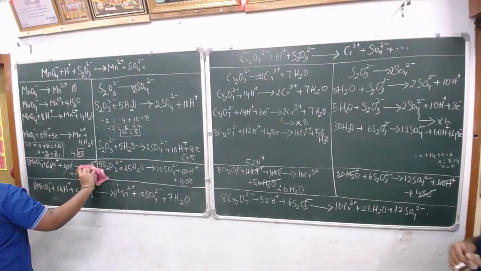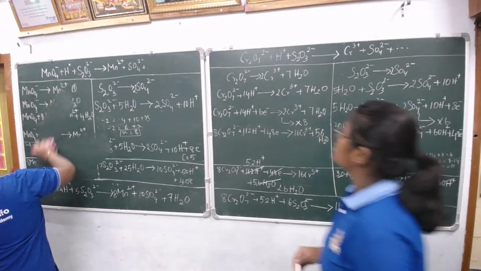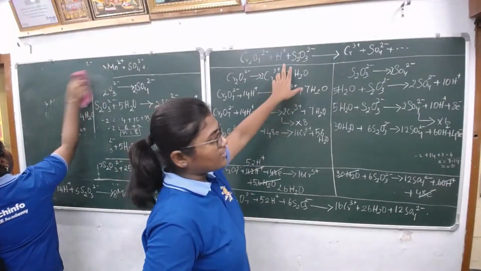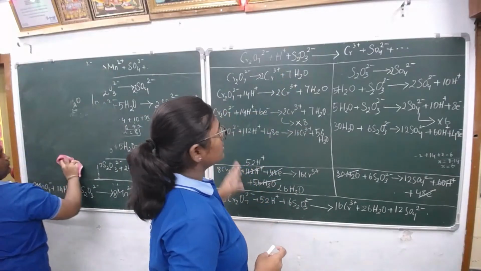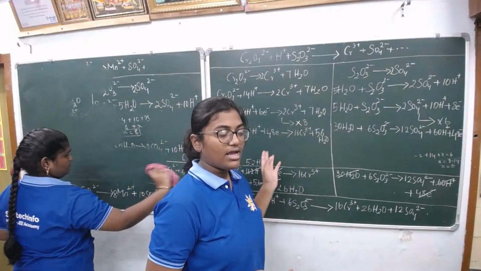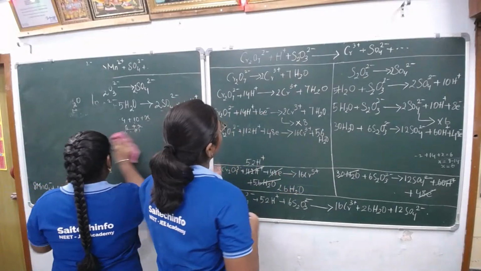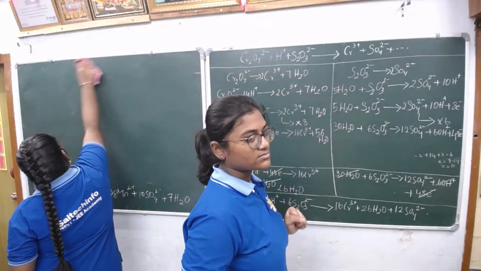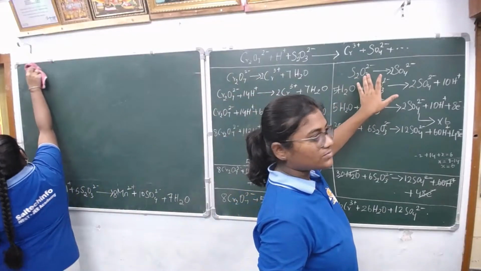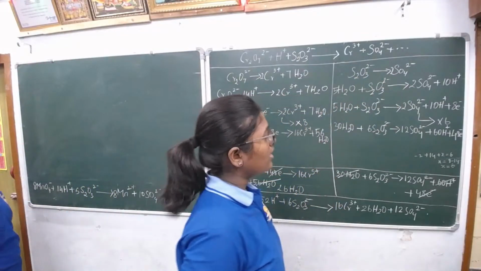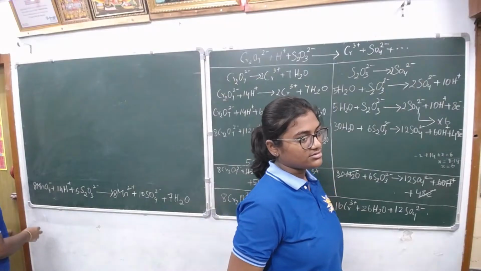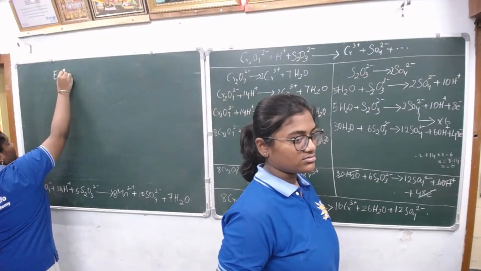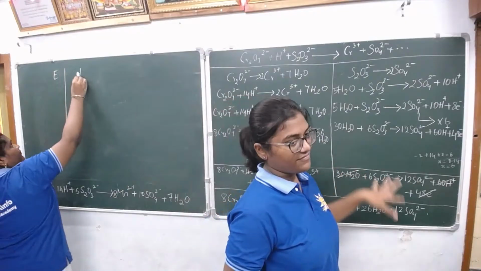Right. Emily, what about your equation? Sir, it is Cr2O7 2 minus. What do you call this Cr2O7 2 minus? Sir, it is dichromate. Dichromate anion. First, we should divide it into the half cell method. What is the reducing agent here? Sir, S2O3 2 minus. That becomes SO4 2 minus. Actually, the reducing agent undergoes oxidation. So thiosulfate becomes sulfate.